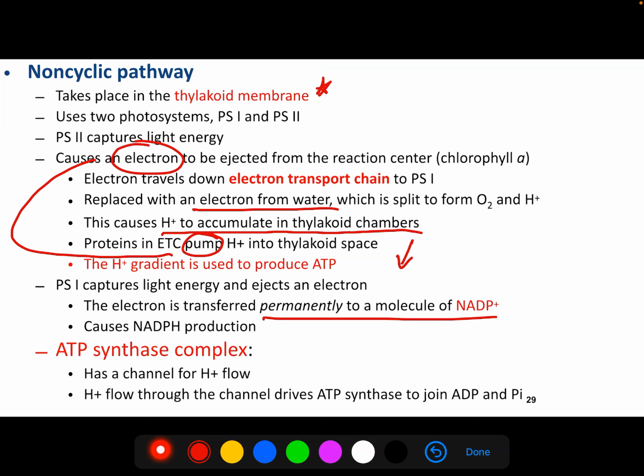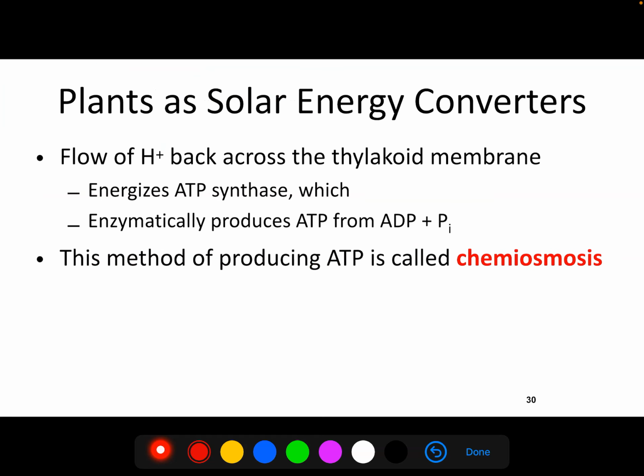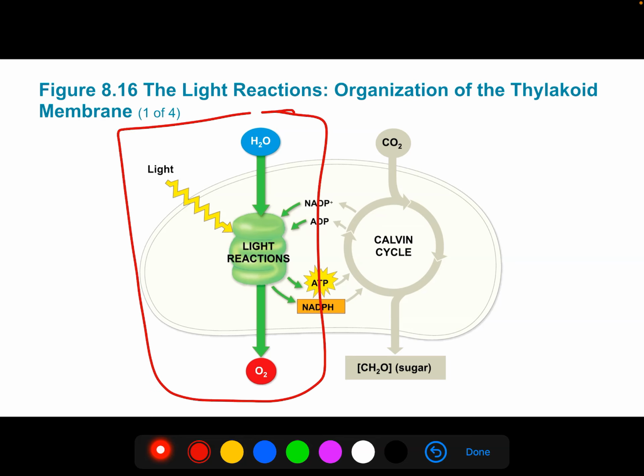So ATP synthase, oh my bad, I'm not used to using Keynote, is the enzyme that makes ATP. The flow of hydrogen back across energized ATP synthase is called chemiosmosis, when we're allowing hydrogen ions to flow downhill producing ATP. So we just talked about the first reaction, the light reactions.